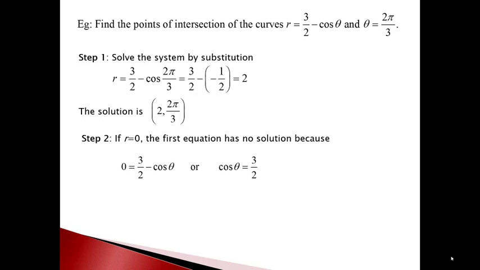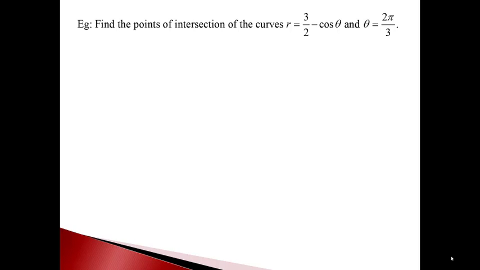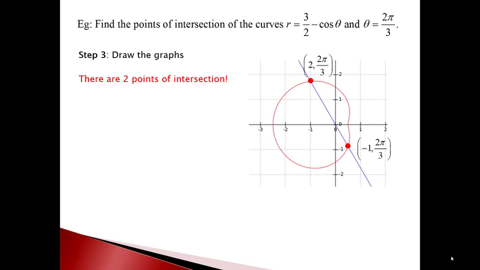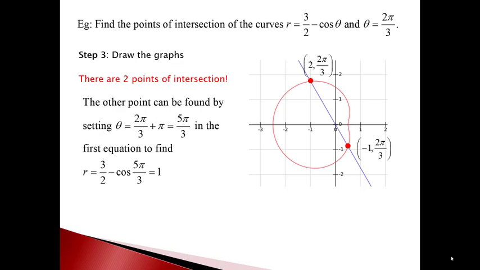Then we check if the pole lies on the two graphs. Substituting r equals 0, we see that cosine theta equals the given value, so the point is not an intersection point. Finally, by sketching the graphs, we found another intersection point. The coordinates of this point are found by adding pi to the angle theta, 2 pi over 3, to obtain r equal 1. This point has another coordinate.